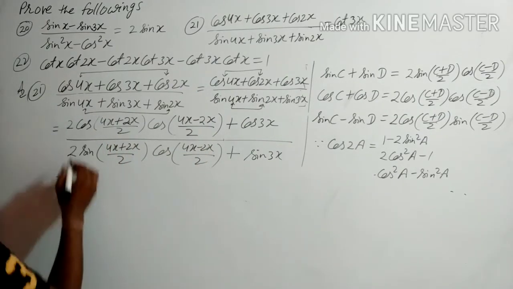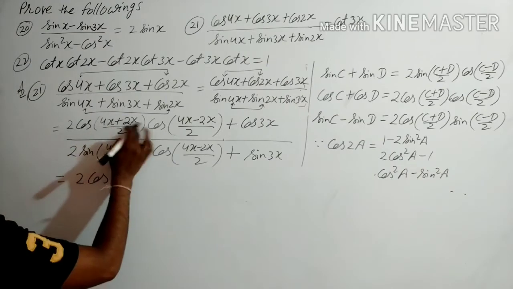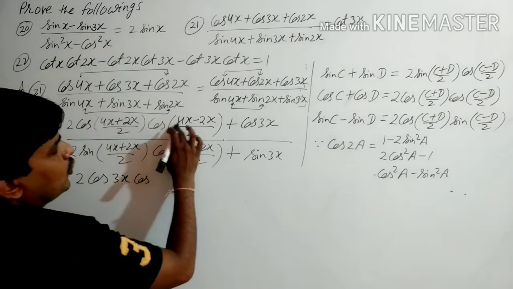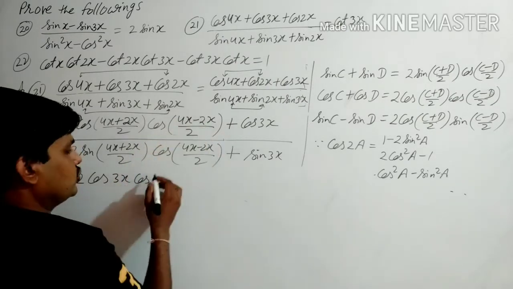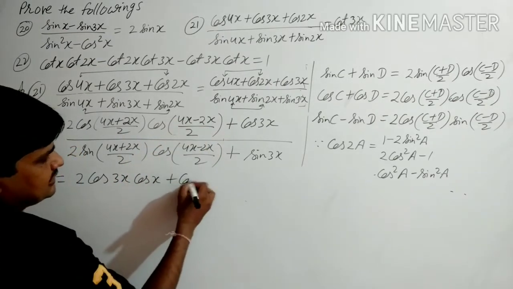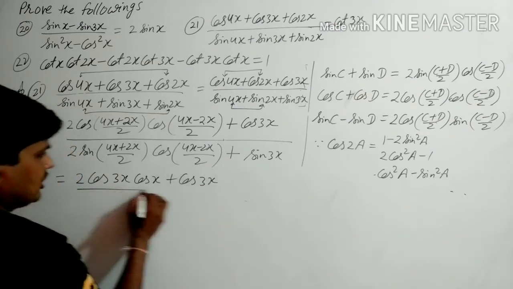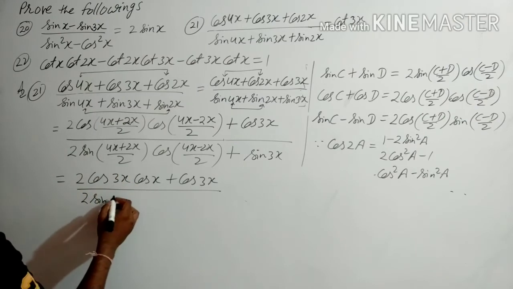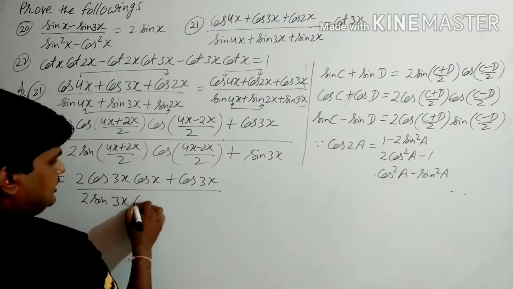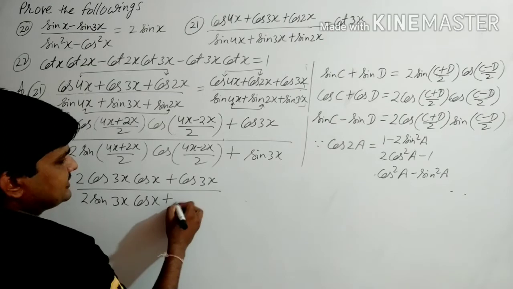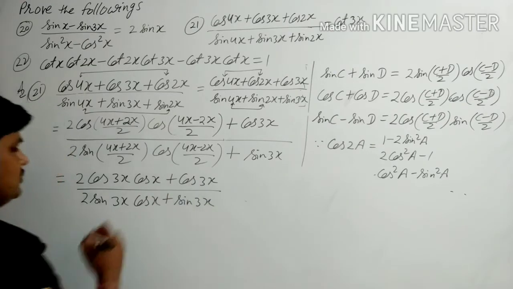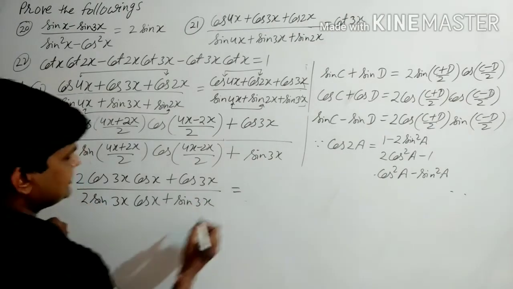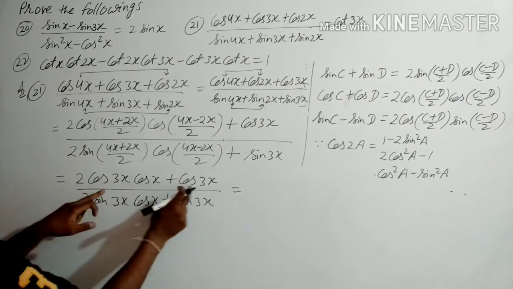So it can be written as 2 cos (4x plus 2x) by 2, so we get 3x. Then cos (4x minus 2x) upon 2, so we get x, plus cos 3x upon 2 sin (4x plus 2x) by 2. So we get 3x. Now cos x plus sin 3x. Okay, so yahan ab hamare paas numerator aur denominator mein se we can take cos 3x common in numerator.